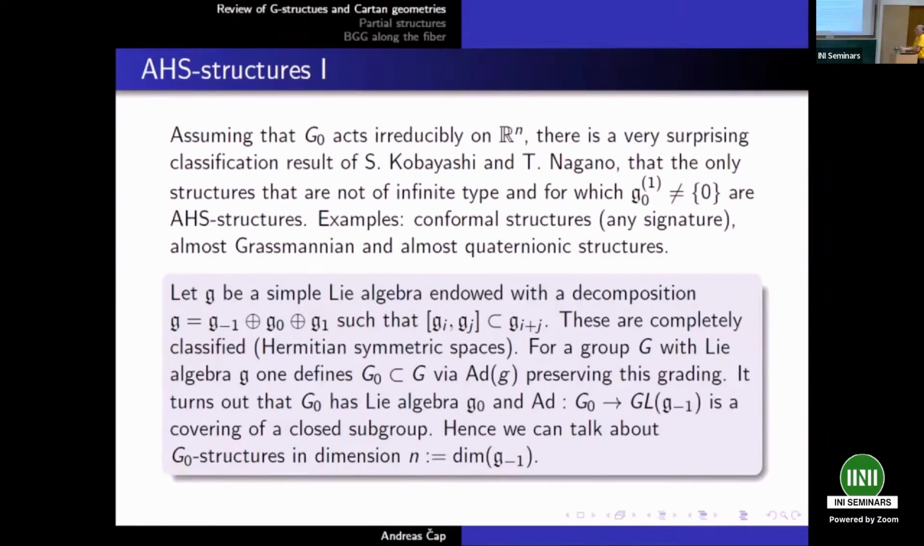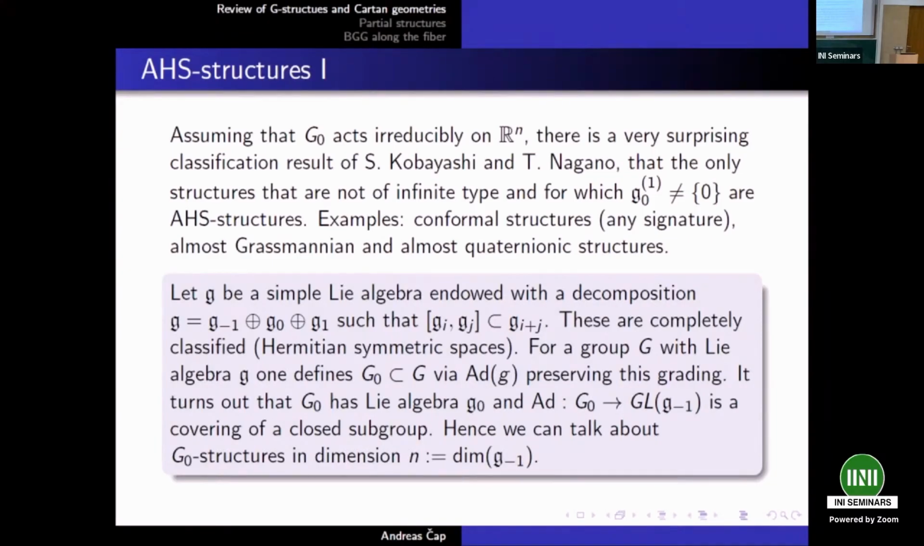And n is just the dimension of G minus 1. And maybe I say for the favorite example of conformal Riemannian structures, this Lie algebra G is SO(n+1, 1). And G minus 1 is isomorphic to Rn. G1 is isomorphic to Rn dual. And G0 is just a conformal algebra.